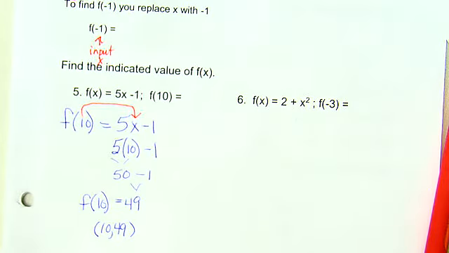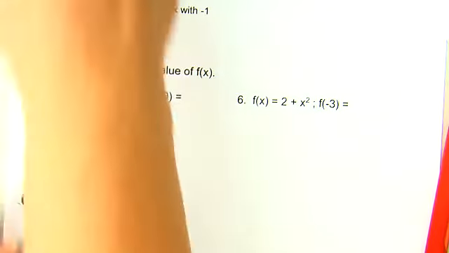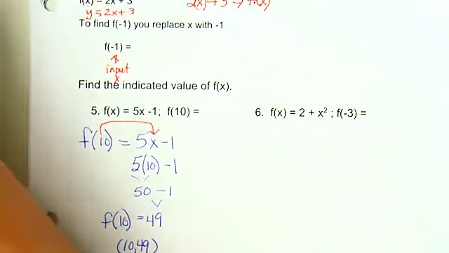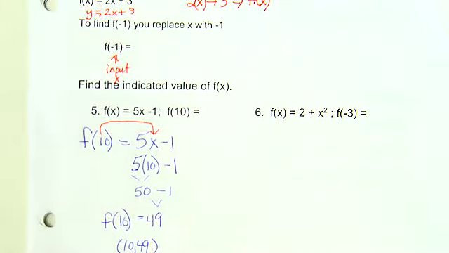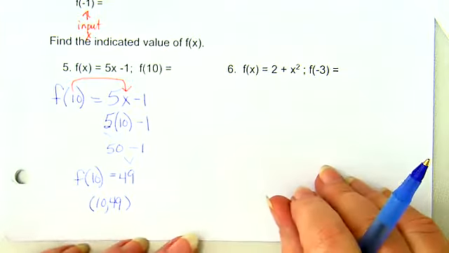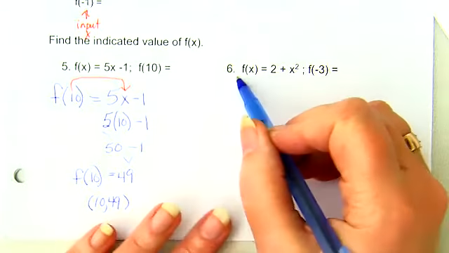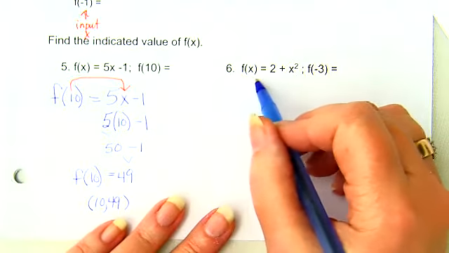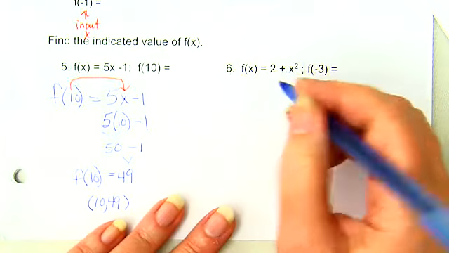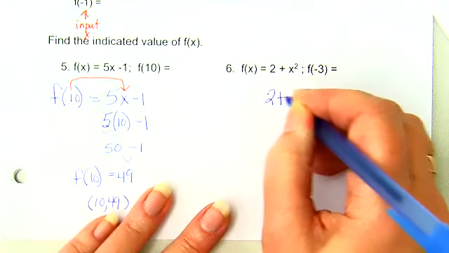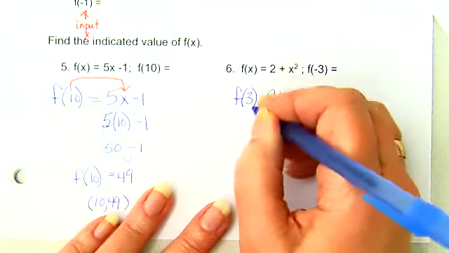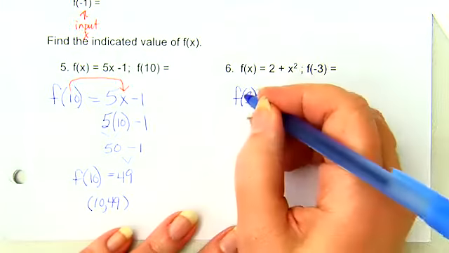So you have another one, and you work that one on your own, and if you're not sure about something, just snap a picture, send a text, and I can give you a thumbs up or thumbs down real quick. So this one here, here's the function rule, and then this is asking the question. The rule is 2 plus x squared, but I'm looking for what is the value when x is 3 or negative 3.